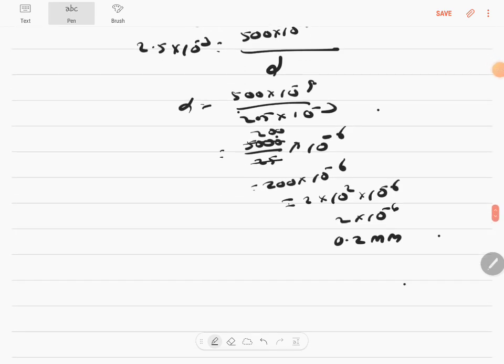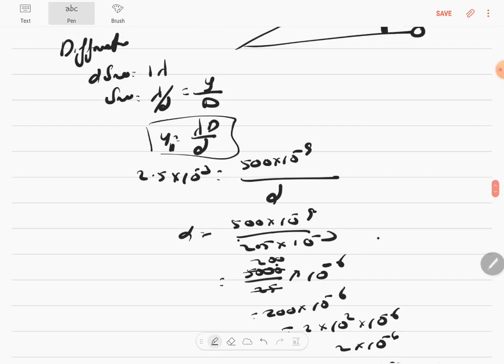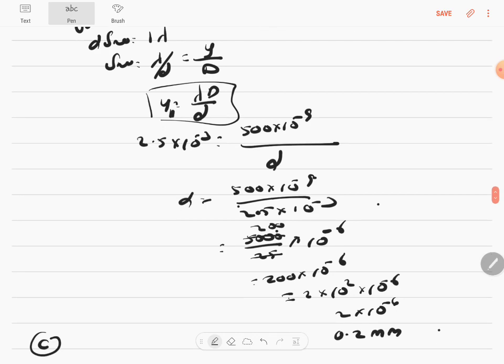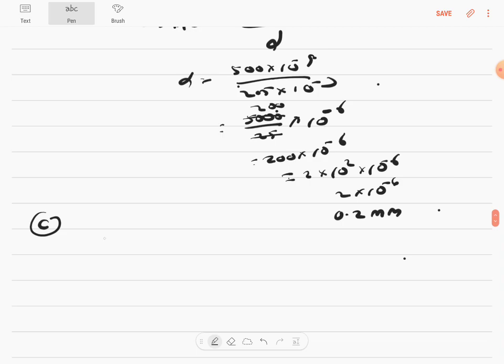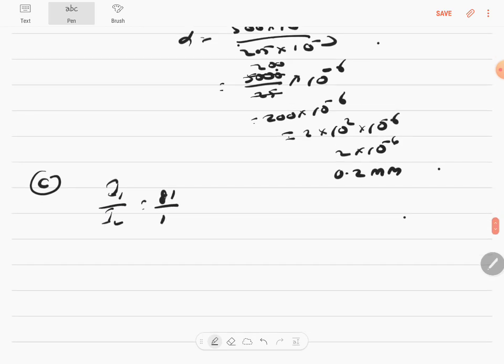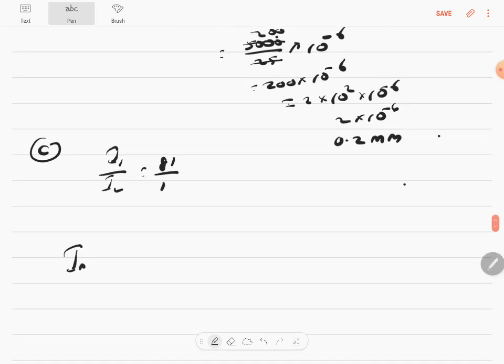So let's go to the next sum. Is C. So you remember that the minima condition is what you achieve. Okay. So in the case of diffraction, two coherent sources of light whose intensity ratio I1 by I2 is equal to 81:1. Calculate the ratio of intensity of maximum, I max by I minimum. You know it is A plus B the whole square by A minus B the whole square.